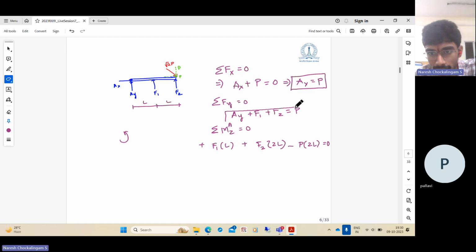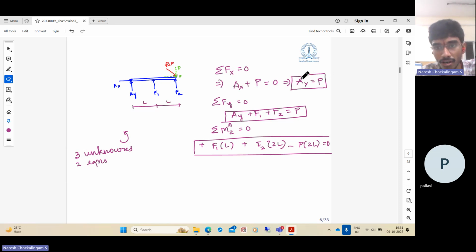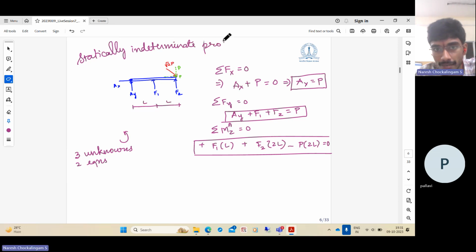So this is one equilibrium equation. This is another equilibrium equation. How many unknowns do we have? There are 1, 2, 3 unknowns. But we have only 2 equations. What are they? These 2. This we have already solved for. So you can take it as 4 unknowns: AX, AY, F1, F2, and 3 equations. But we know AX, so you just treat the unknowns here: AY, F1, F2, and we have 2 equations. So it is a statically indeterminate problem.